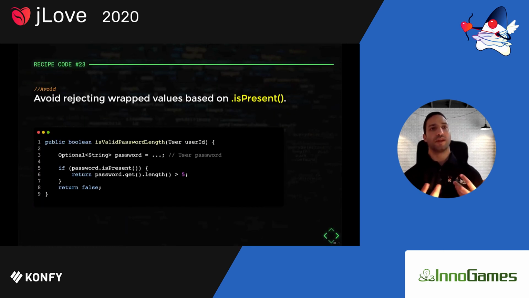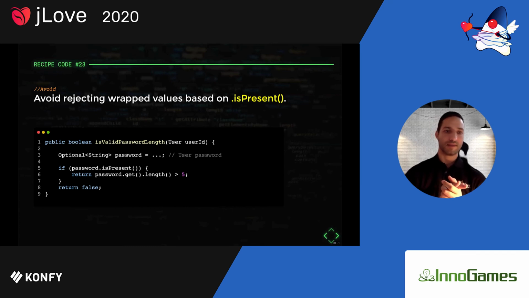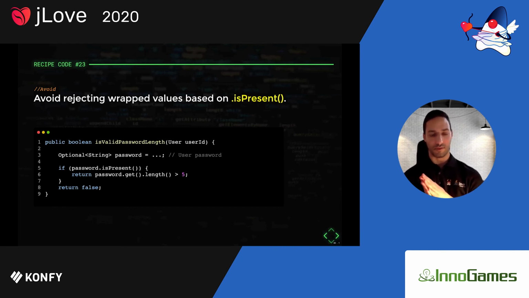Great. What if I would like to reject a value? I'm checking something, and if I don't want it, I would like to reject it. So I say, okay, if the password is present, what to do? I'm getting a password of type optional, you pass me the password, you get it from the database or from a call, and then if it's present, please get the value and check if the length is equal or greater than 5. If it's not, return false. If it's okay, return true.